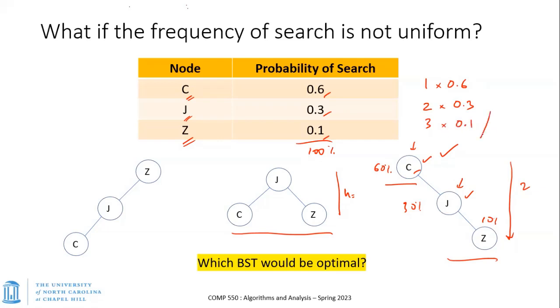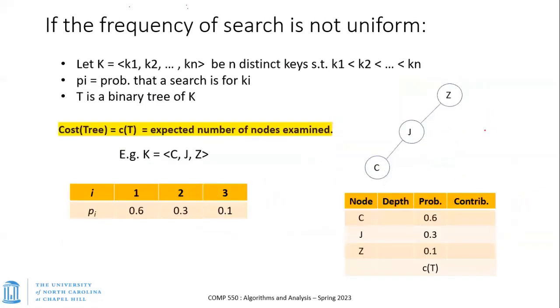Okay, and then you sum this all up and you get a number. So that's what I've done over here. We're defining the cost of the tree, C of t, as the expected number of nodes to be examined. And I'm giving you a few terminologies because these will come in handy later on.